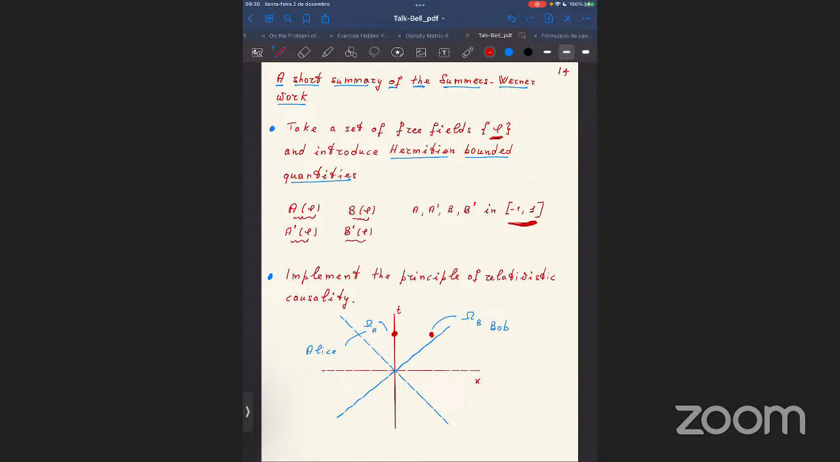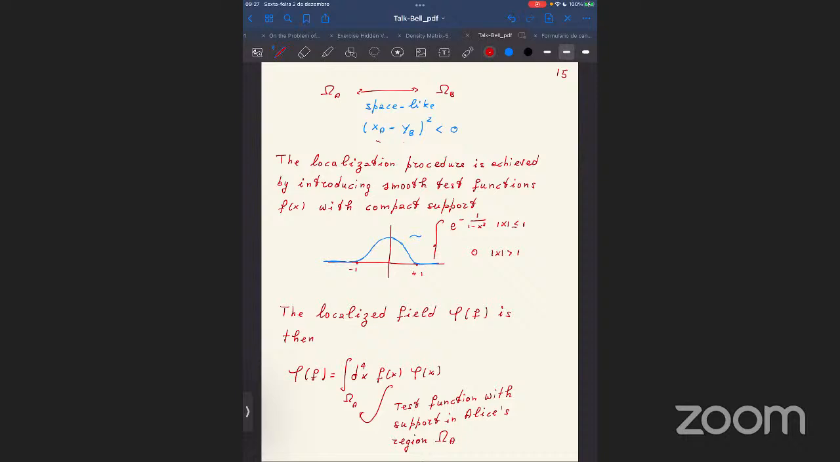The second point is that we have to implement the principle of relativistic causality in order to be sure that there is no possible communication between Alice and Bob. So we have to localize the lab of Alice in a certain region of space-time, say omega A, and we have to localize the lab of Bob in another region of space-time, say omega B. It is important that omega A and omega B are space-like, which means that the space-time interval between Alice and Bob is less than zero.